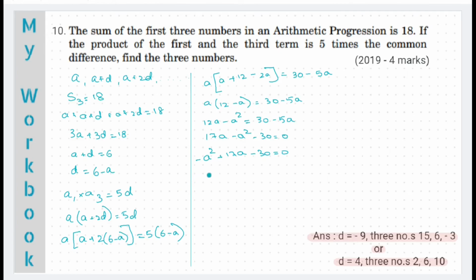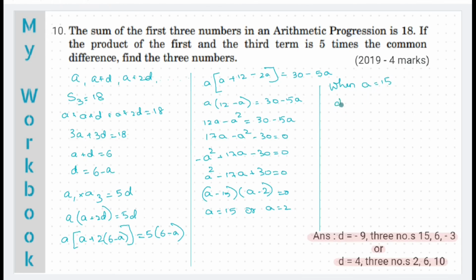So we have a quadratic equation in terms of a: a square minus 17a plus 30 equal to 0. Now this can be factorized as (a minus 15) into (a minus 2). So a can be either 15 or a can be 2. When a is 15, common difference will be 6 minus a, so it is minus 9. And the three terms will be 15, 6 and minus 3.